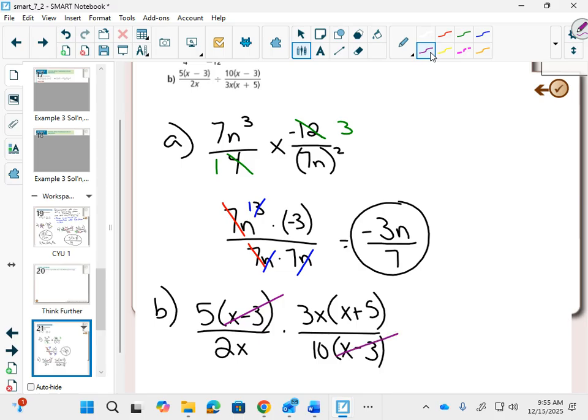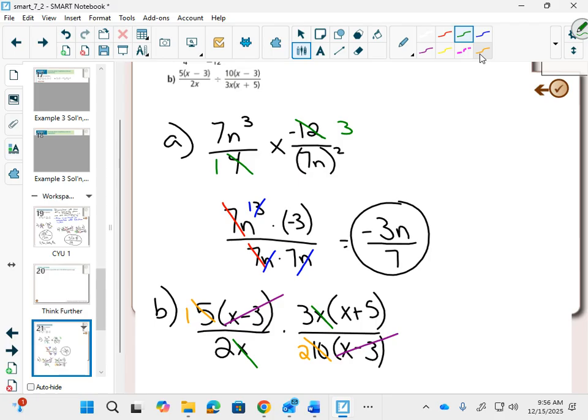Sometimes it's fun to make like Star Wars noises while you do it. Anything else? You switch colors. The 5 and 10, that could change to 1 and 2, right? The 2x and 3x. Now careful, because the 2 and the 3 don't go away. It's the x. Just the x's, so I'm going to take out green x here. That x would cancel. Okay?